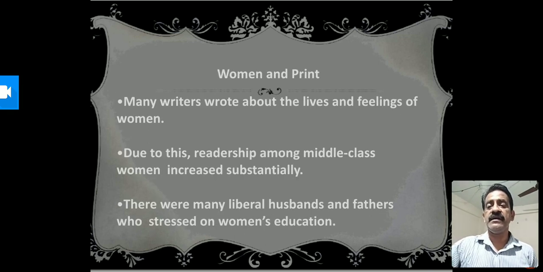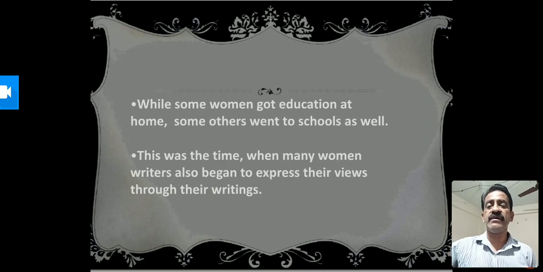Women and print. Many writers wrote about the lives and feelings of women. Due to this, readership among middle class women increased substantially. There were many liberal husbands and fathers who stressed on women's education. While some women got education at home, some others went to schools as well. So this was a time when many women writers also began to express their views through their writings.